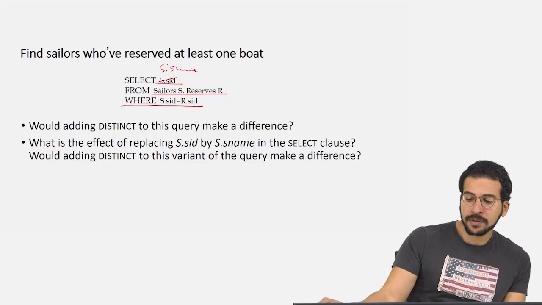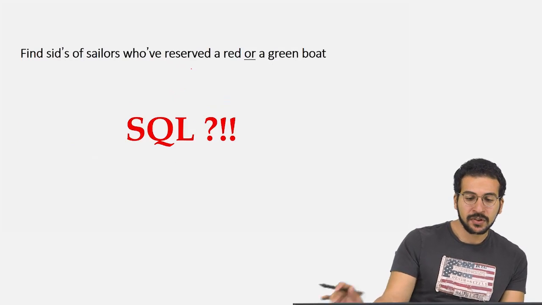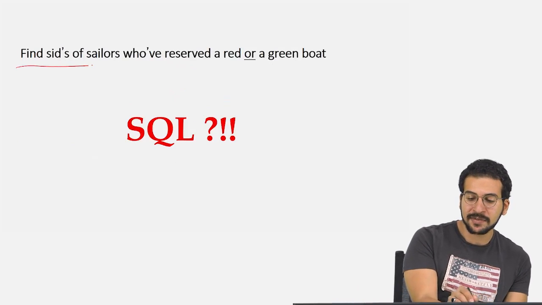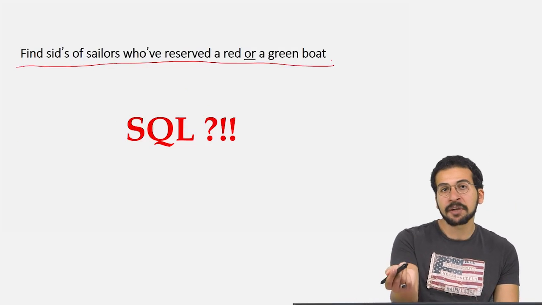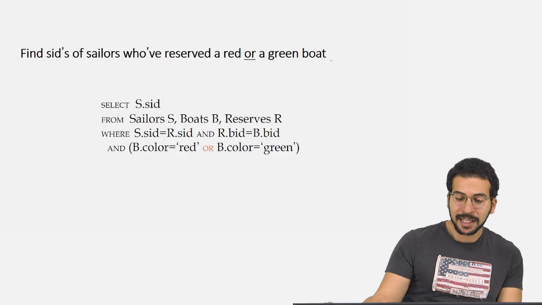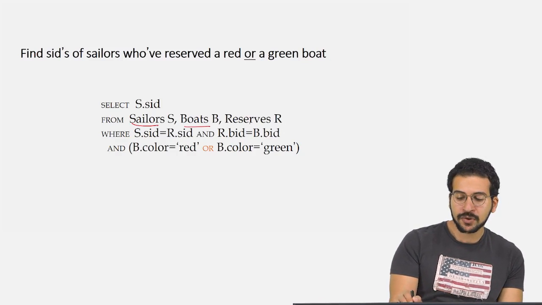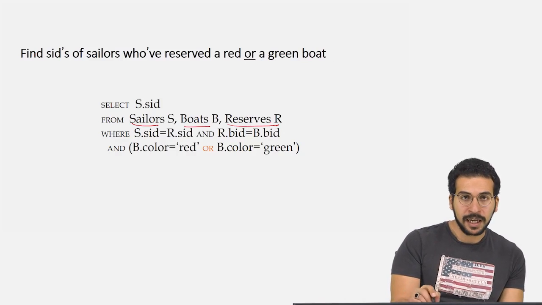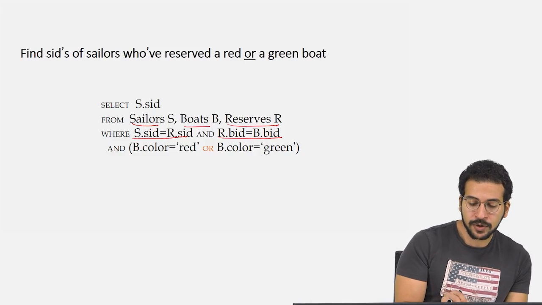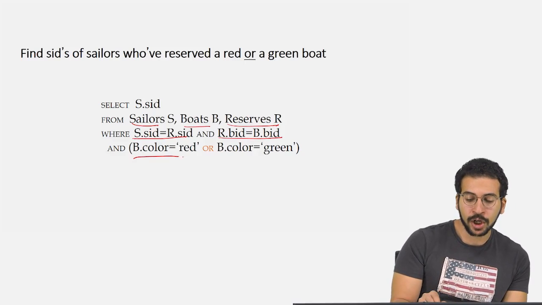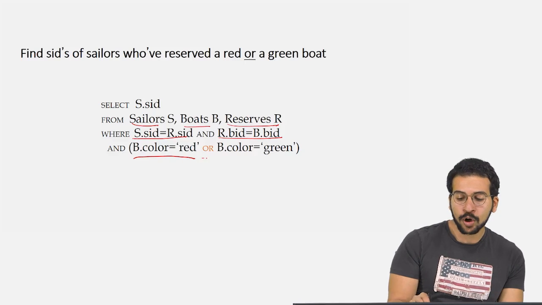So as you can see, there are several variations. Another example is to find SIDs of sailors who have reserved a red or a green boat. In that case, you have to do a join between sailors, boats, and the reservations. You want to make sure these are the equi-join conditions. These are the qualification lists. And then you also want to have a qualification on the color of the boat, red or green.